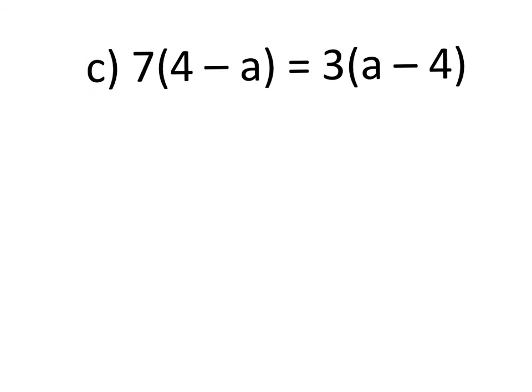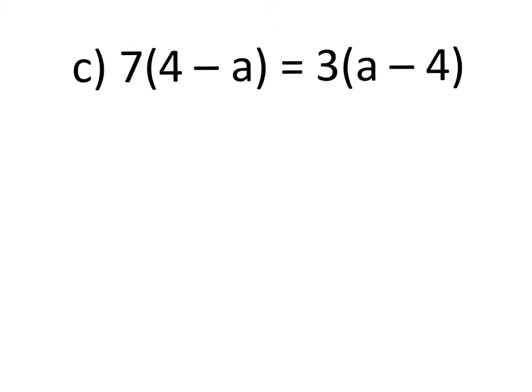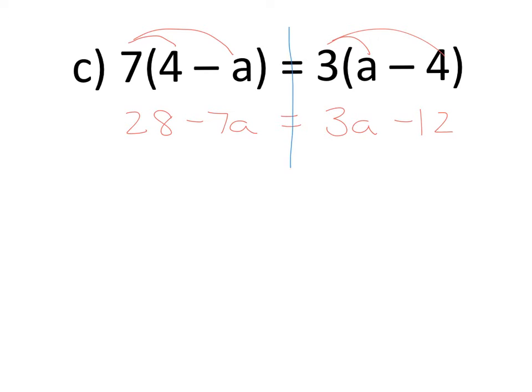Now on C, we took a look at this in the last section. The only difference is now you're going to have to distribute that 7 to both parts, and then you're going to distribute the 3 to both parts. So you've got distributing on both sides of your equal sign here. So I'm going to get 28 minus 7a equals 3a minus 12. So the first thing I did is distribute. Now, once I distribute, it's just back to what we did on A and B, moving things from side to side. So I'm going to go ahead and add the 7a over.